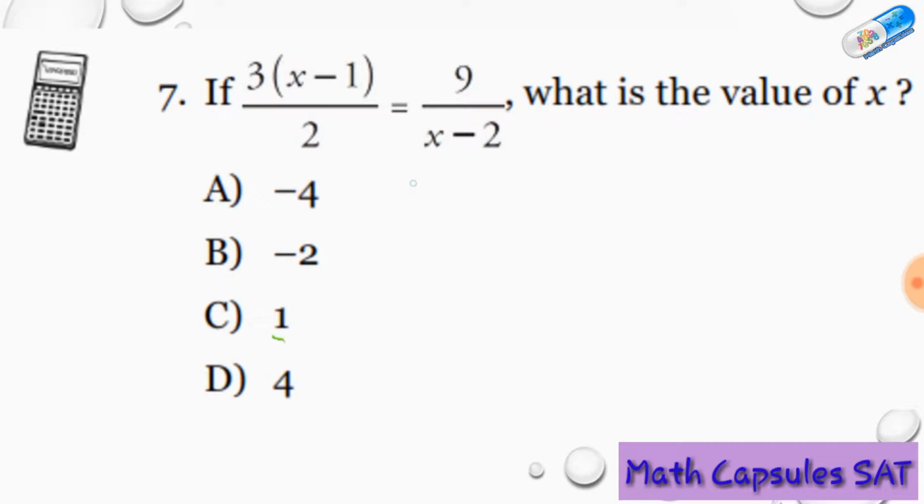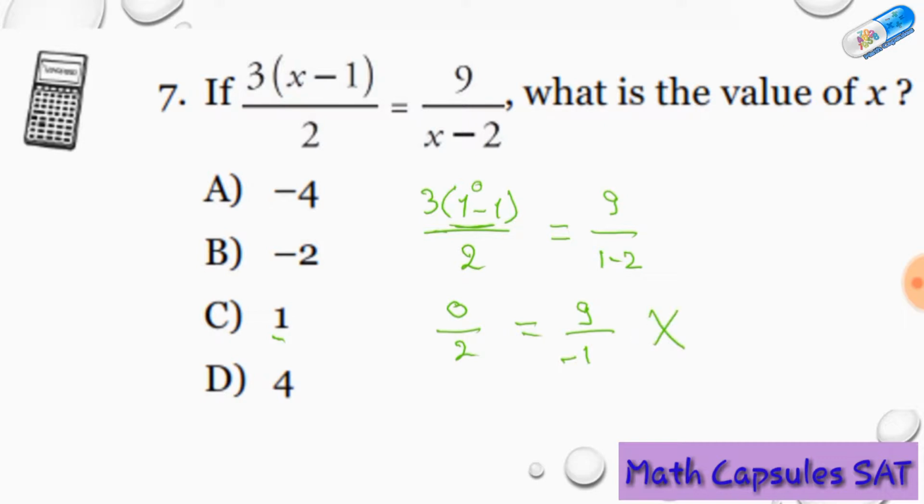If x equals 1, this will be (3 times 1 minus 1) over 2. Is this equal to 9 over (1 minus 2)? Let us see. 3 times 1 minus 1 is 0, so 0 over 2. Is it equal to 9 over (1 minus 2), which is negative 1? Of course not. This is not correct.